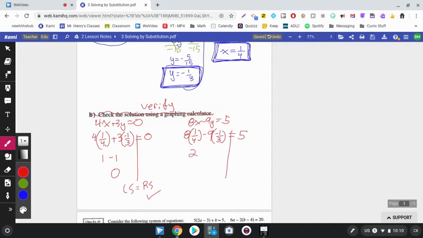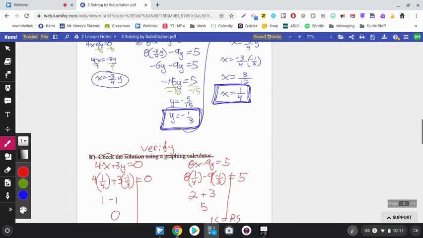8 times 1/4 is 2. -9 times -1/3 is positive 3. 2 plus 3, 5. Oh yeah, left side equals right side. I'm good. So I verified algebraically. I know I have the correct answer. So this is not part of the question. This is just me checking if I have the right answer or not. You could do it all the time. Sometimes I'll ask you to do it, or sometimes we'll think about it, but this is the solve. This is just me checking. All right.